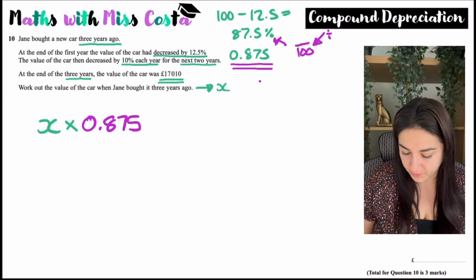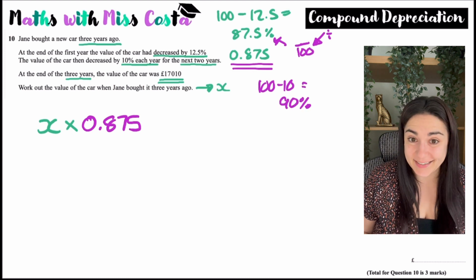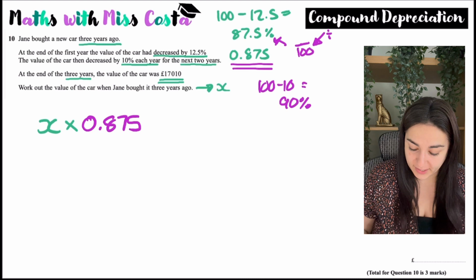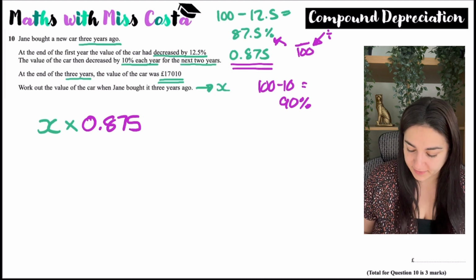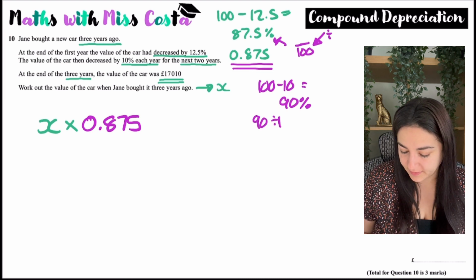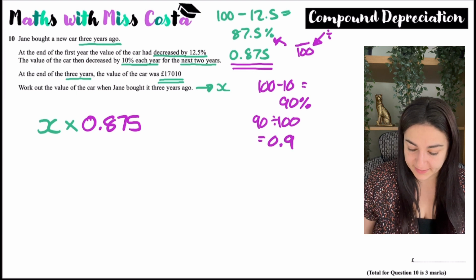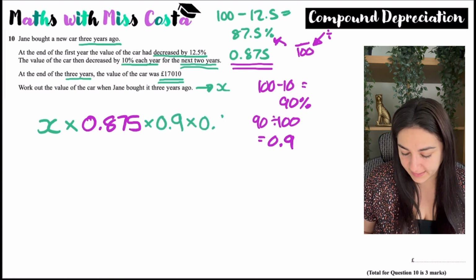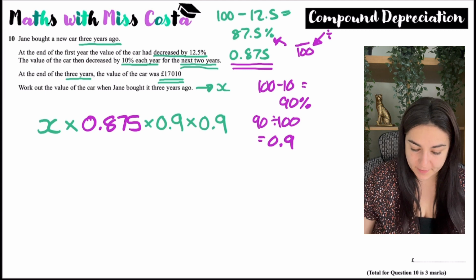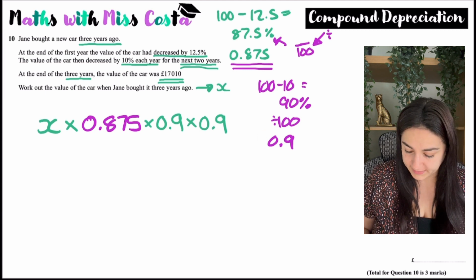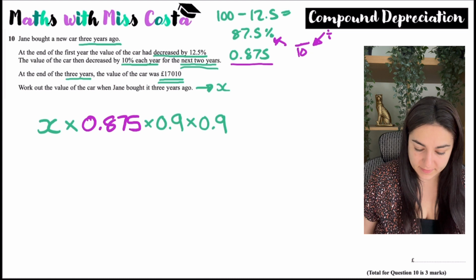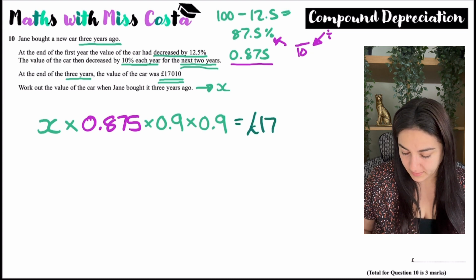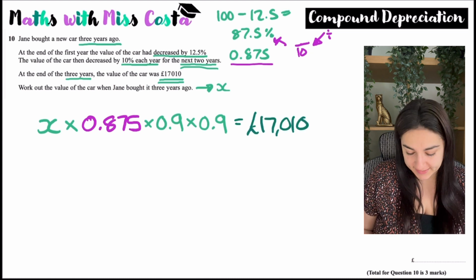The value of the car then decreased by 10% each year. So once again, 100 take away 10 is 90. So 90% is what I'm trying to work out of the new value. And what does percent mean? Divided by 100. So 90 divided by 100 gives you 0.9. So that's my multiplier for the next 2 years. So I'm going to multiply that by 0.9 and then by 0.9 again. And that gives me my final value of £17,010.